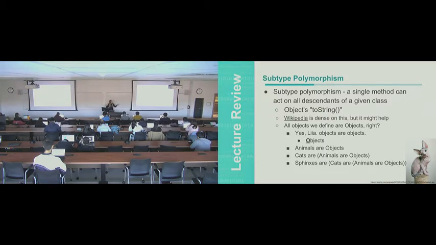subtype polymorphism, is that all objects we define are objects, right? And then you're like, yes, Liia, objects are objects, you're saying the same thing. So what I mean is the capital O Objects. So animals are objects. Cats are animals. Animals are objects. Sphinxes are cats. Cats are animals. Animals are objects. So anything that we can do further down over here when it comes to defining what type of object things are and how it inherits or extends, we can go ahead and do.